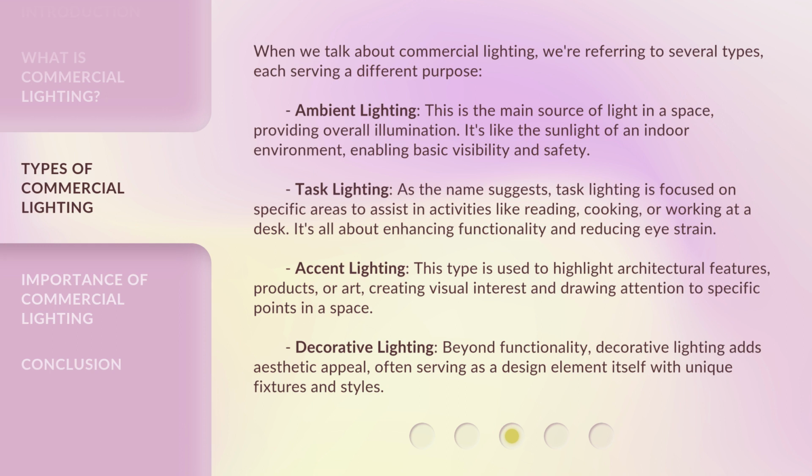Accent lighting. This type is used to highlight architectural features, products, or art, creating visual interest and drawing attention to specific points in a space. Decorative lighting. Beyond functionality, decorative lighting adds aesthetic appeal, often serving as a design element itself with unique fixtures and styles.